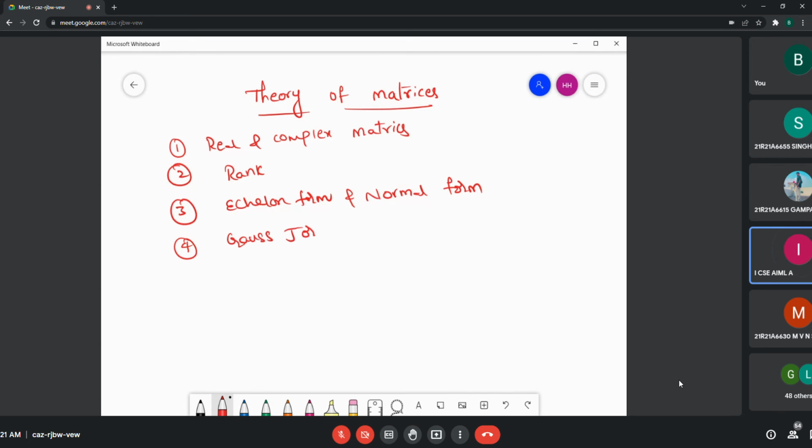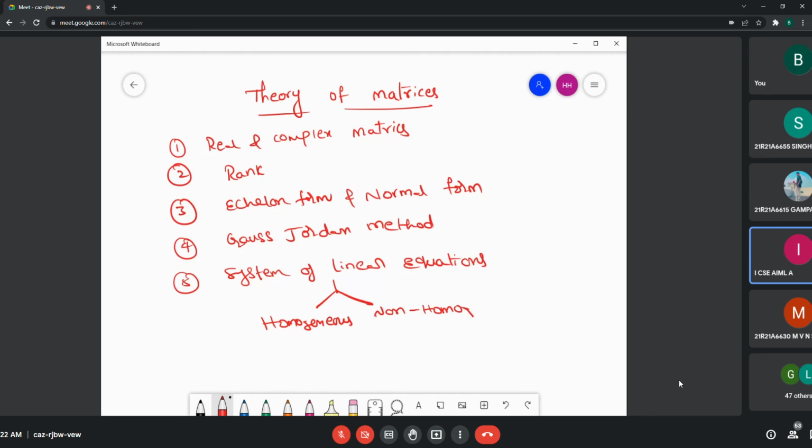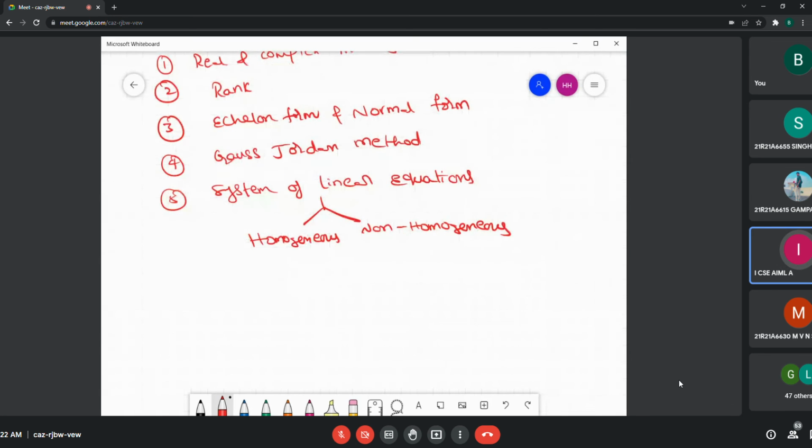Gauss Jordan method. Then system of linear equations. In these systems, two forms are there: homogeneous and non-homogeneous. And the last one is the Gauss elimination method.